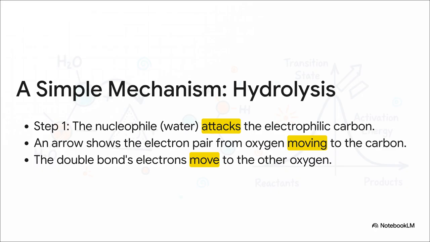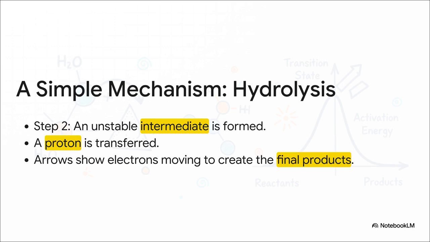Now, carbon can't have 5 bonds, so to make room, the electrons in the double bond get pushed up onto the other oxygen. That's what the second arrow is showing. Now, that initial attack creates this unstable, high-energy molecule called an intermediate, and molecules do not like to hang out in this state for long.